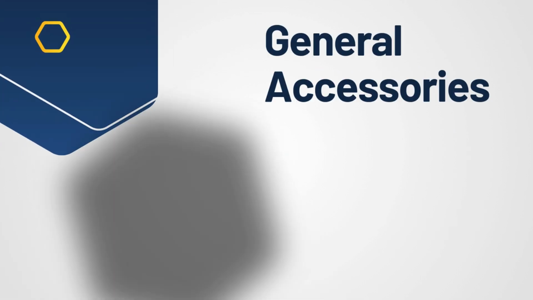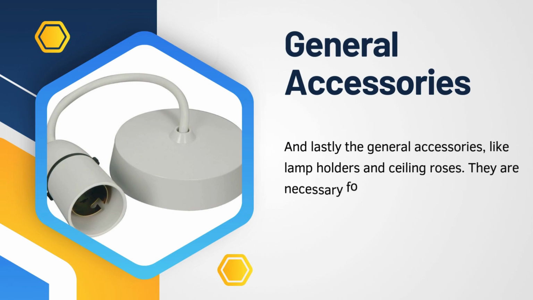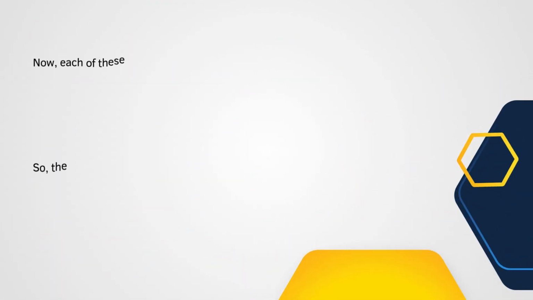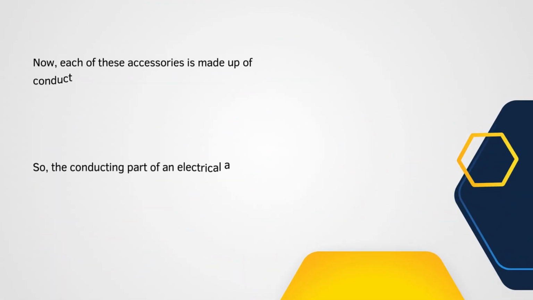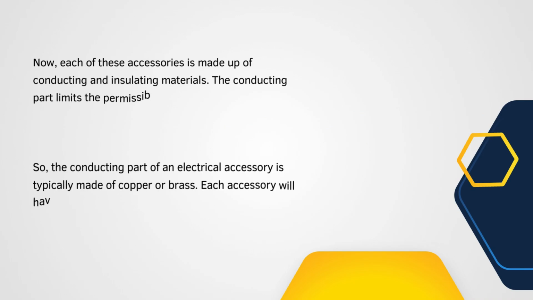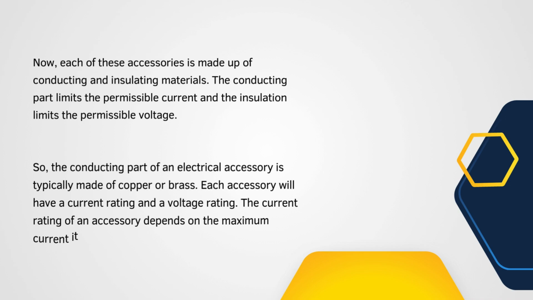And lastly, the general accessories like lamp holders and ceiling roses. They are necessary for connecting and supporting various electrical fixtures. Now, each of these accessories is made up of conducting and insulating materials. The conducting part limits the permissible current and the insulation limits the permissible voltage. So, the conducting part of an electrical accessory is typically made of copper or brass.